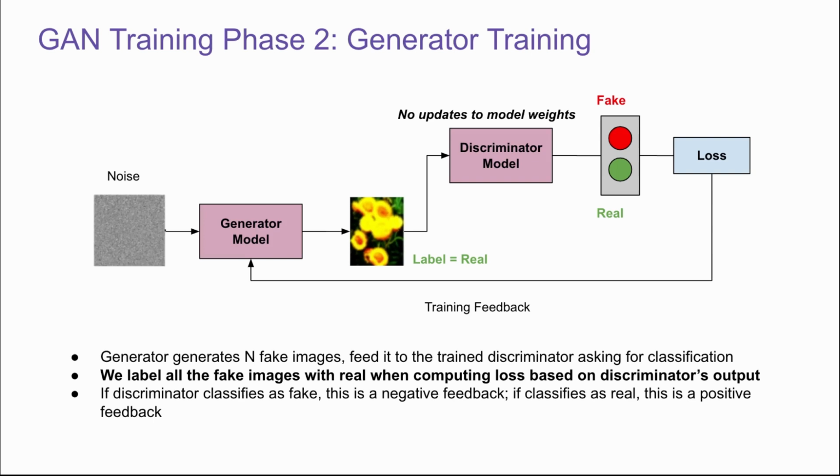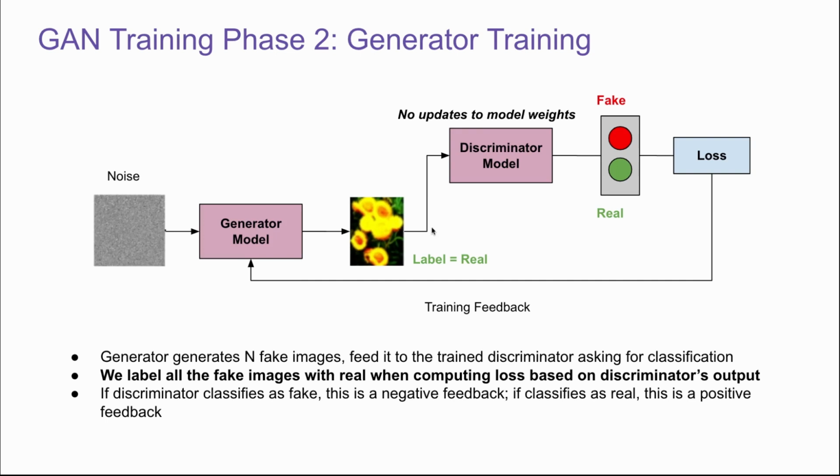And in training phase 2, we want to train the generator. In this case, no actual images are used. We want to generate n fake images with the generator model and feed them to the trained discriminator, asking for classification. And the trick is we want to label all the images as real, although they are fake images.